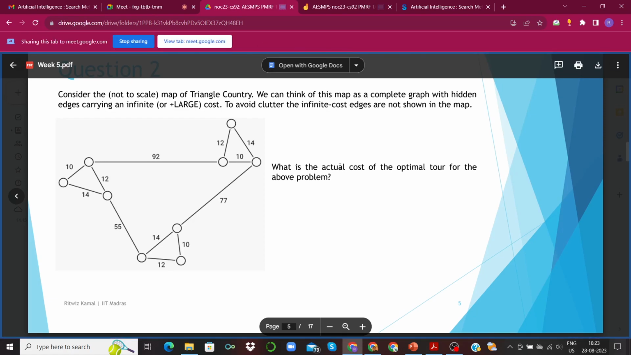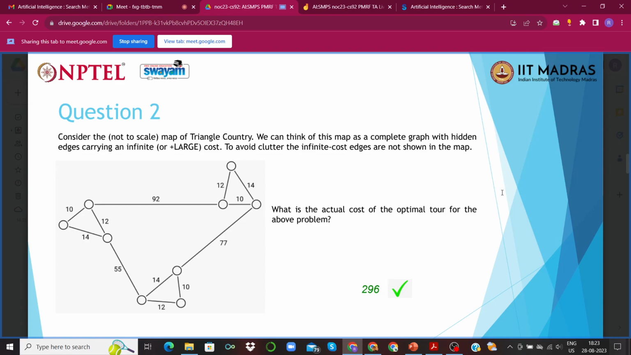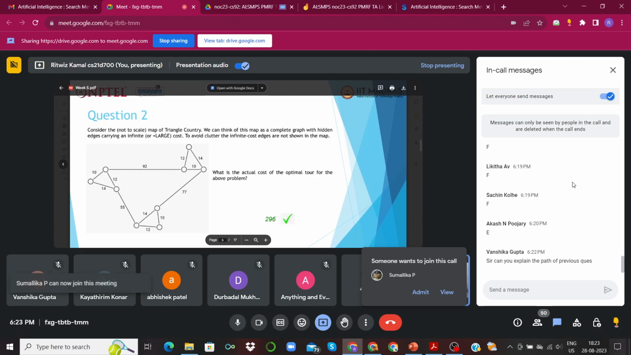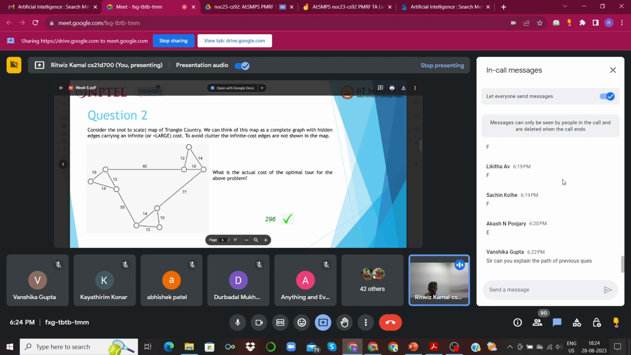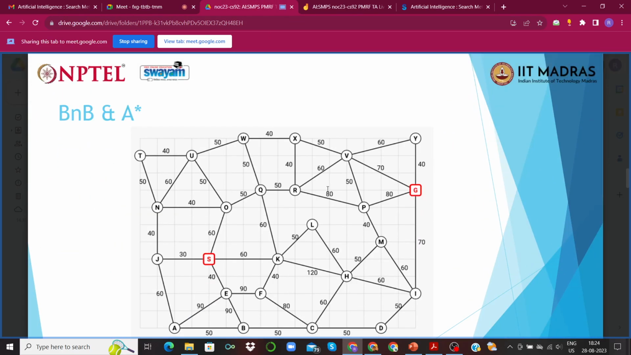Let's quickly check the answer. And yeah, the cost of our optimal tour for the above problem is 296. All right. Any doubts on this question, or should we move ahead? Okay, that's great. Then let's move ahead to the third question, or the upcoming question.